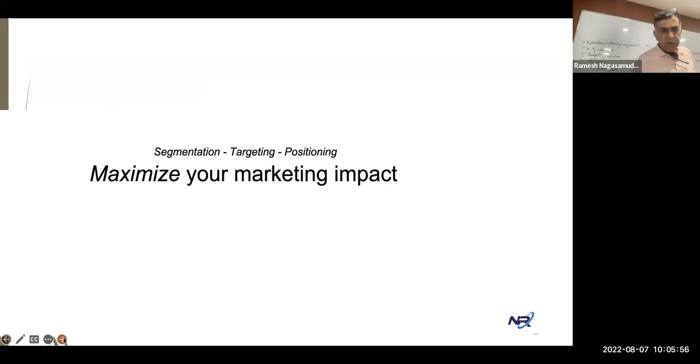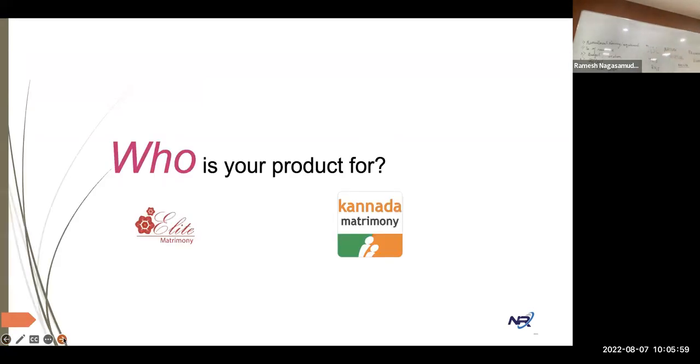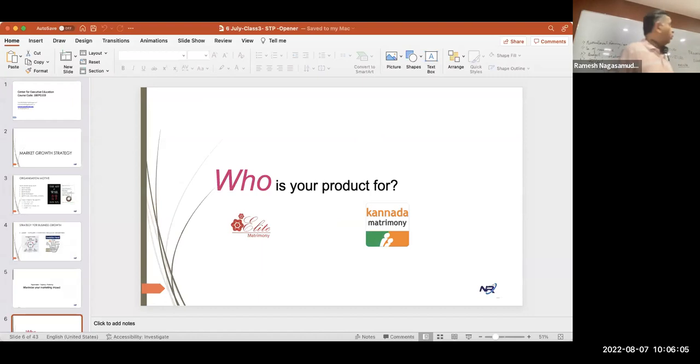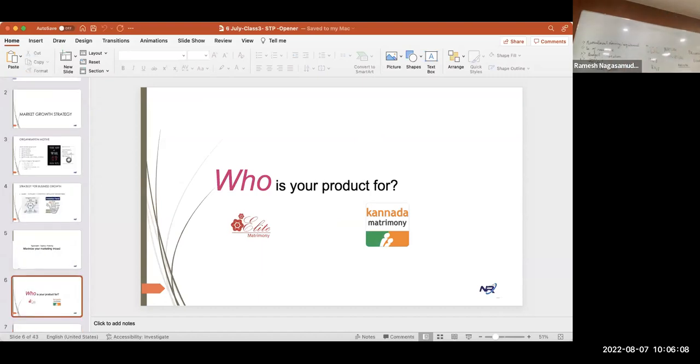So that's all. I just wanted you guys to get an idea of what it is. So now what is this? The problem with this is that it will keep skipping slides. So who is this product for? There are two products, right? One is called Elite Matrimony and the other one is Kannada Matrimony. Which one is targeting whom? That's the question. Kannada Matrimony is targeting only Kannada people.